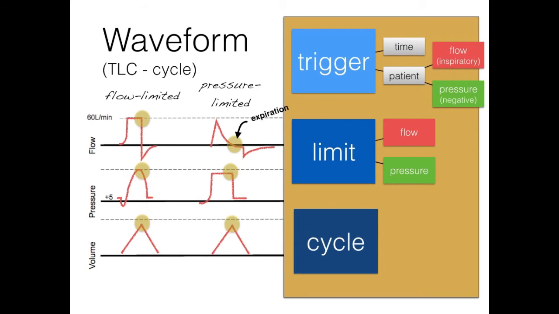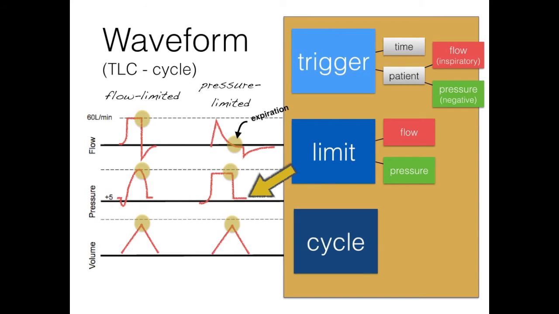Let's go back to the flow-limited waveform. As the flow is constant, gas continues to enter the lungs, causing the pressure and the volume inside the lungs to increase, while in the pressure-limited waveform, the flow initially shoots up, causing the pressure to hit a certain limit, and then keeps it there until cycling occurs. As the lung compliance changes, the amount of gas that can enter the lungs also changes, which is why the lung volumes are different in pressure-limited ventilation.